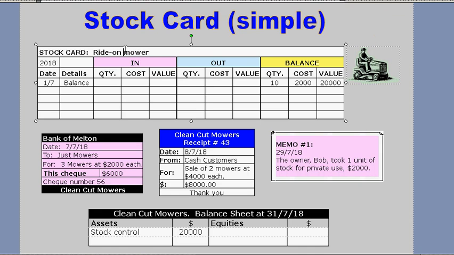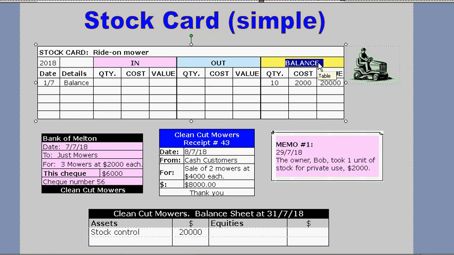Let's have a look at the stock card. It'll give the name of the stock somewhere on the stock card. It'll record the date of the transactions, the details, which refers to the documentary evidence of any transactions to do with stock. It'll show stock that comes in, stock that goes out, and it'll keep a running balance of the stock on hand at any point in time.